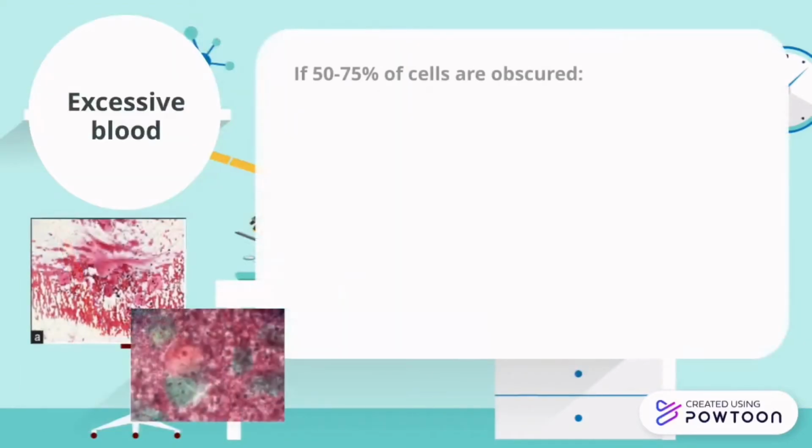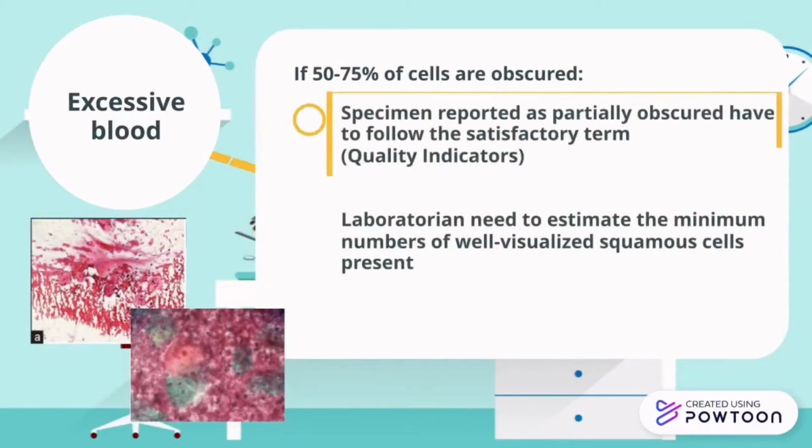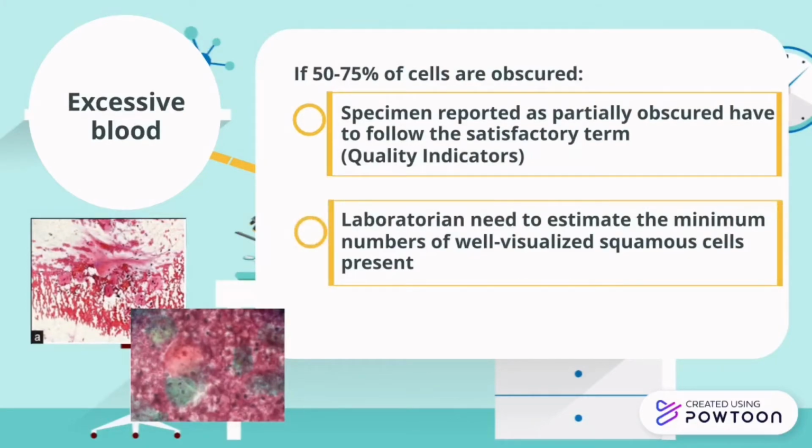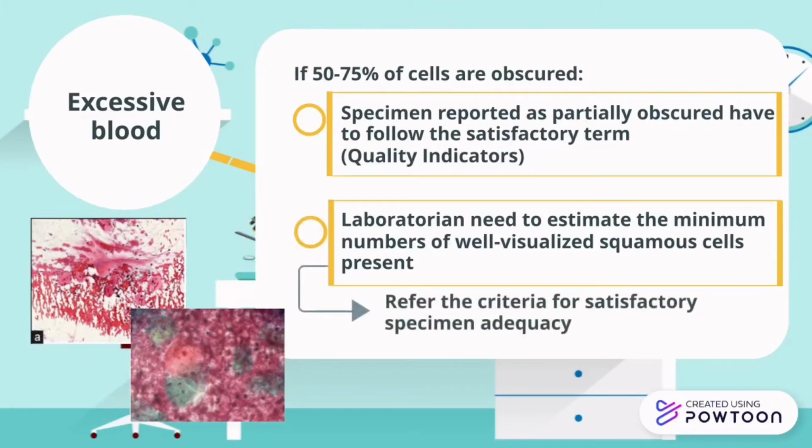Excessive blood. If 50 to 75% of cells are obscured, the specimen is reported as partially obscured, following the satisfactory term, which is the quality indicator. Laboratorians need to estimate the minimum number of well-visualized squamous cells present by referring to the criteria for satisfactory specimen adequacy.